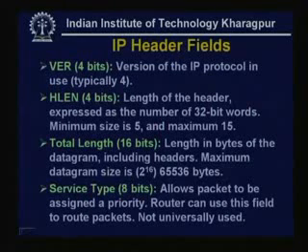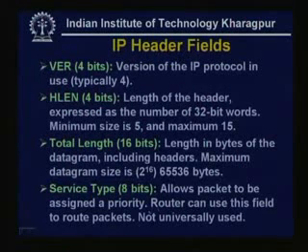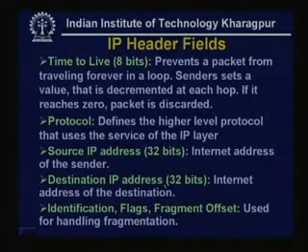Then you have the total length of the frame, the length in bytes of the datagram including headers. So you can see the IP datagram can be of 65,536 bytes, which is the maximum size of the datagram. And the service type field is used to allow a packet to be assigned a priority. So a router can use this field to route packets, but however it is not universally used. Then there are other fields.